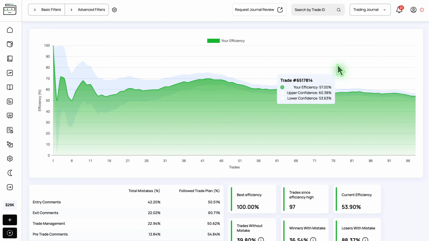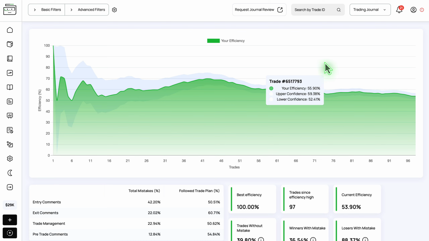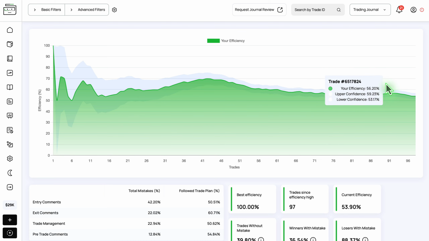Because if you are able to follow your trading rules more, your trading quality will improve. You will have much better trades, and it generally also has an impact on your win rate and also on the overall performance when you're just taking good trades that fully align with your system.